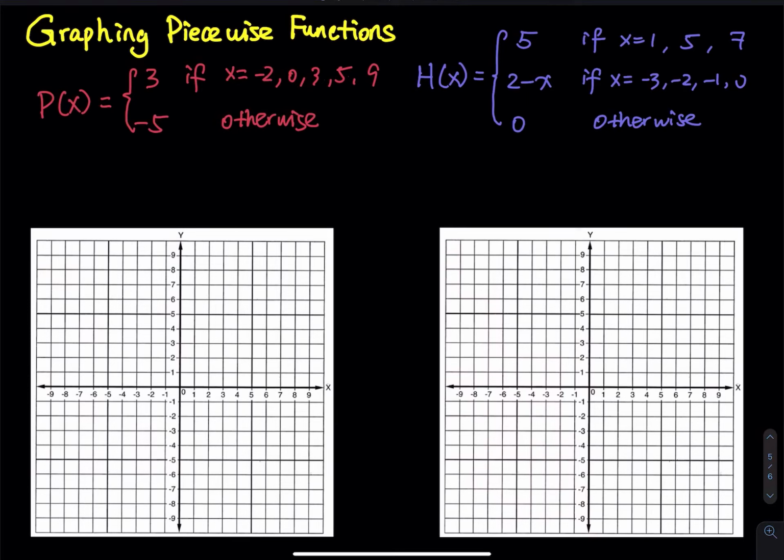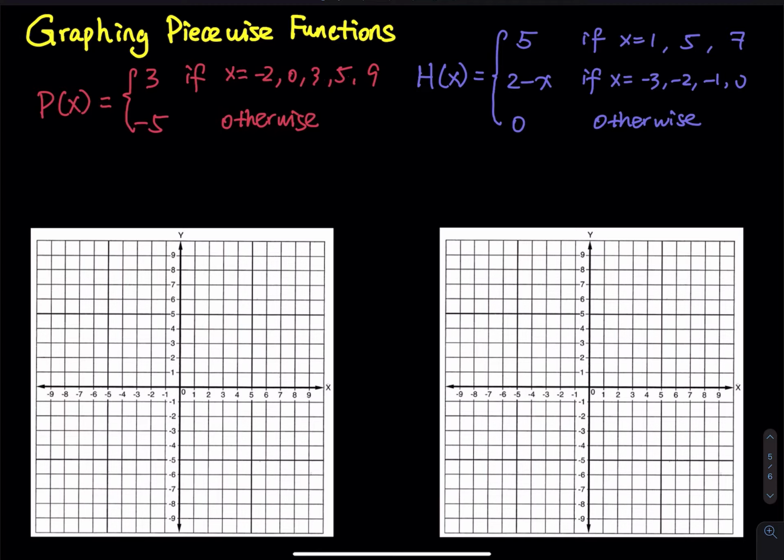Let's graph these two piecewise functions. Starting with the one on the left, we have p of x equals 3 if x equals one of these 5 values: -2, 0, 3, 5, and 9. And then p of x equals 5 otherwise. So this is a piecewise function. The first piece is 3.